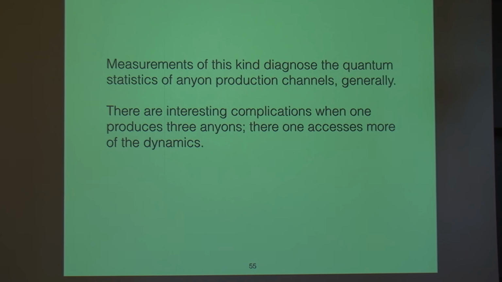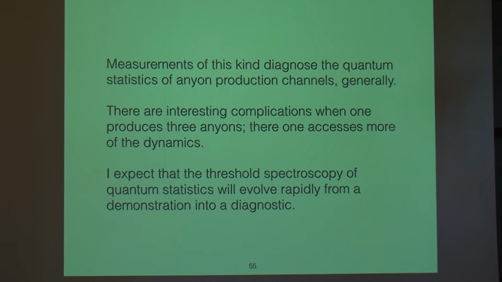So, I expect that this threshold spectroscopy of quantum statistics, the fact that you can read off unusual quantum statistics from a definite kind of experimental protocol, will evolve rapidly from a demonstration of the existence of these kinds of exotic statistics into a diagnostic tool for figuring out unusual states of matter in 2+1 dimensions. So, thank you.